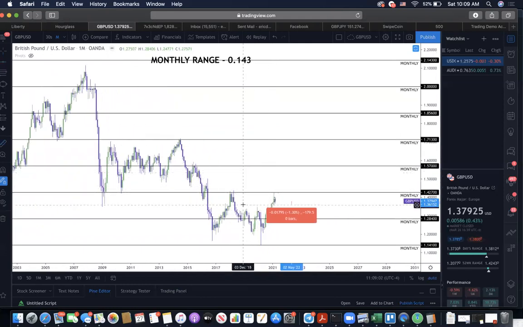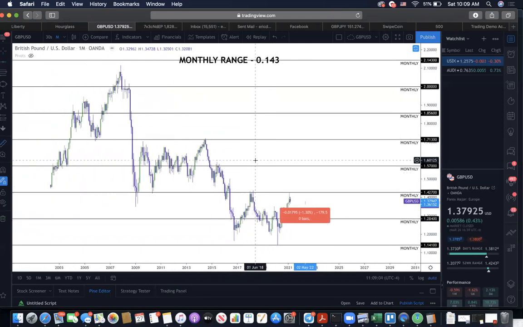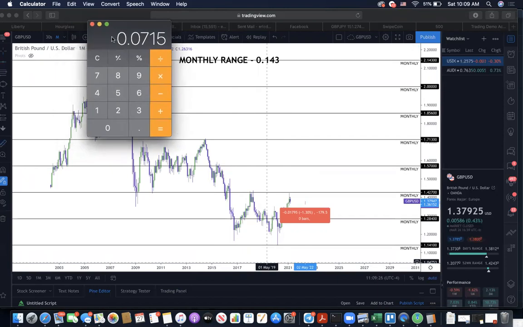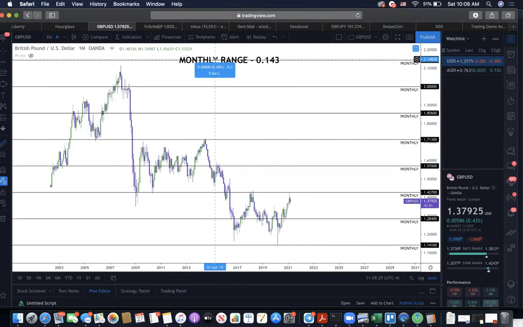Wow, wow, wow. Now that we have our monthly range, we have to get our weekly key levels. And how we get our weekly key levels is that we take our monthly range and divide it in half. So 0.143 divided by 2, 0.0715.